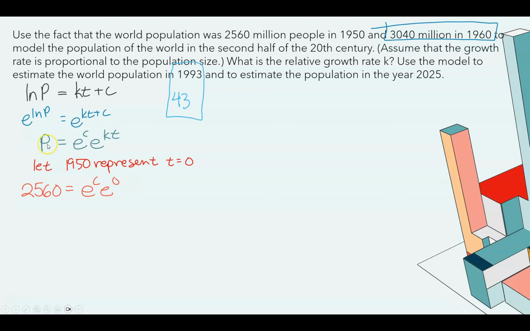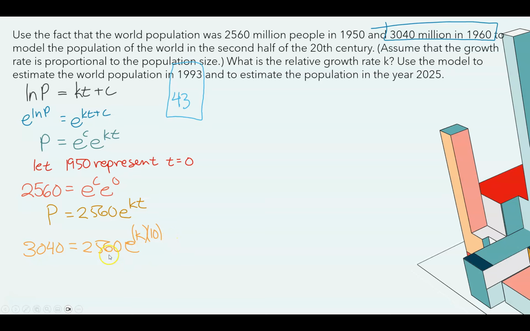Okay, so now we'll substitute in 2,560 million is e to the c times e to the 0. E to the 0 is 1, so we replace e to the c with that 2,560. It does say we want the relative growth rate, so we need a time population pair, and that's, of course, this 3,040 million in 1960. But remember, we're using time equals 10 because 0 is 1950, so 10 years later is, well, 10. There you go.